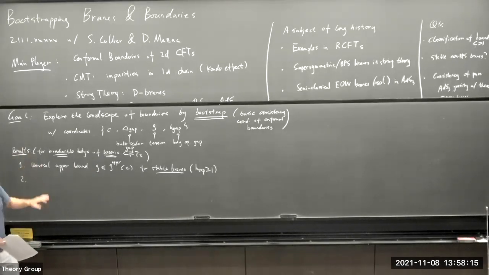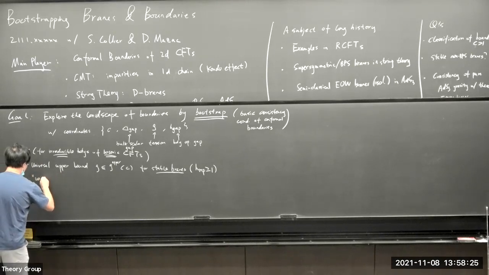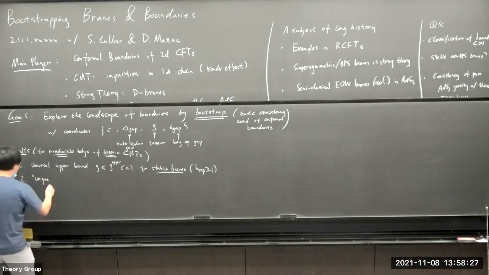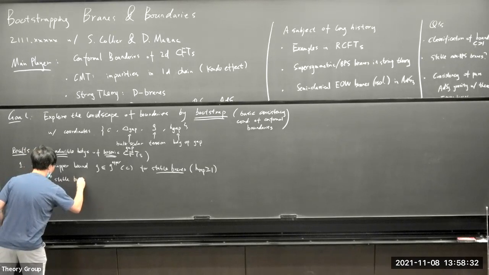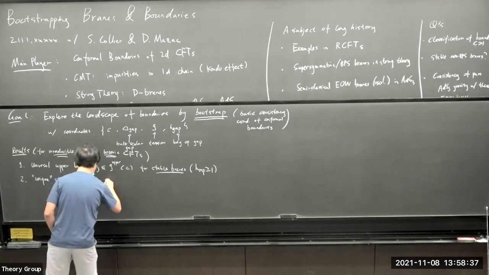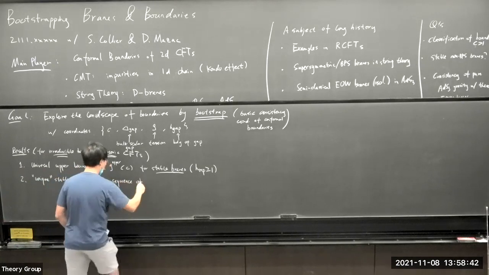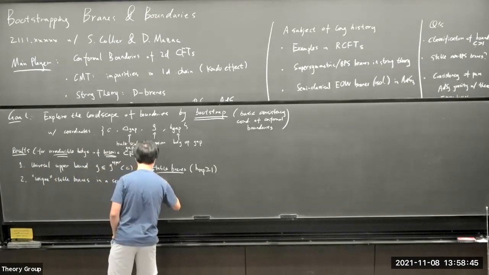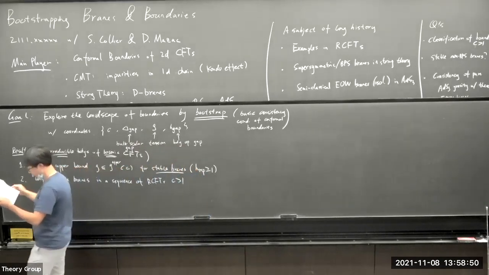So the power of what I'm going to say here is very little assumptions, and there are going to be very strong results, and the magic is going to come from positivity, which I'll review. And second result, that we'll find a unique solution to the bootstrap equation, or unique stable branes in the sequence of RCFTs where the central charge is bigger than one. Okay. I'll describe them explicitly.